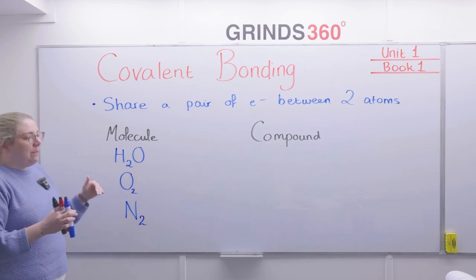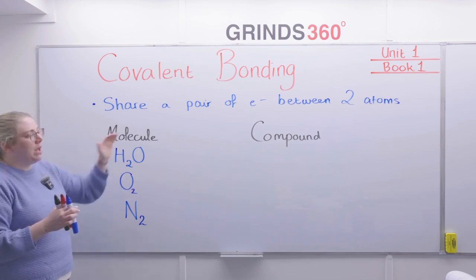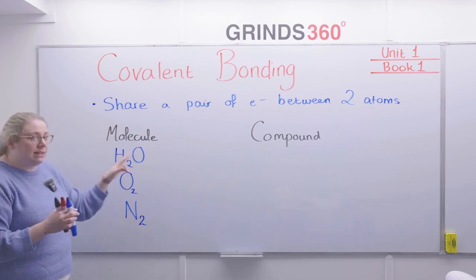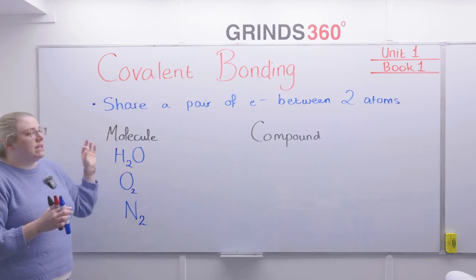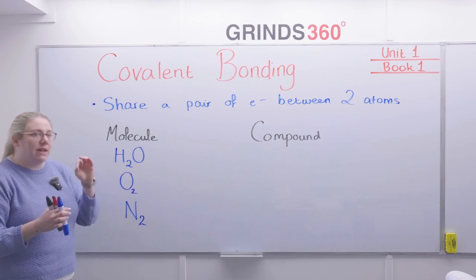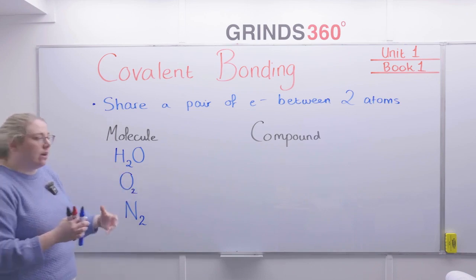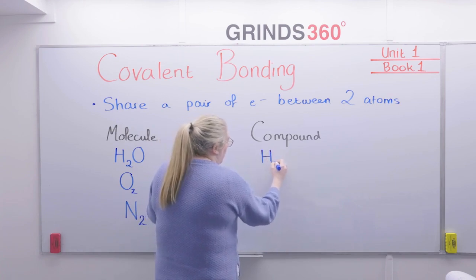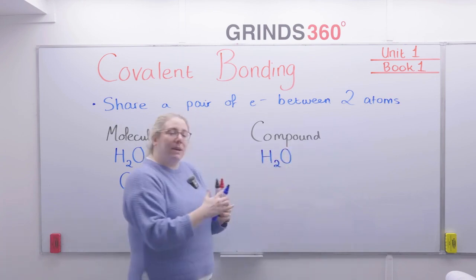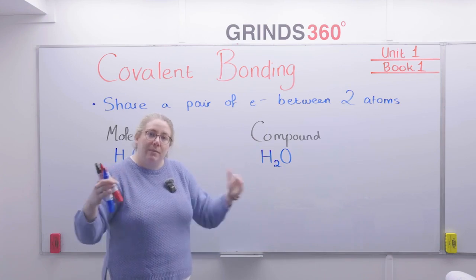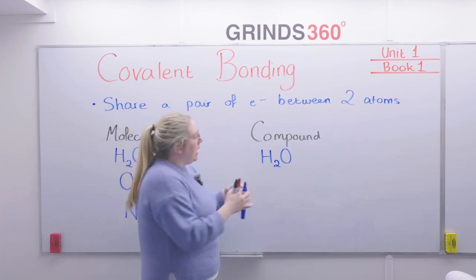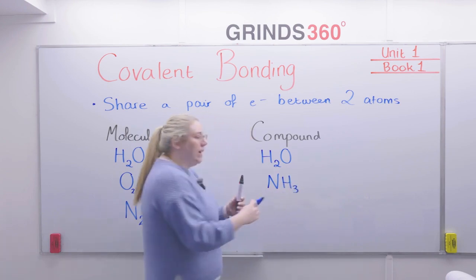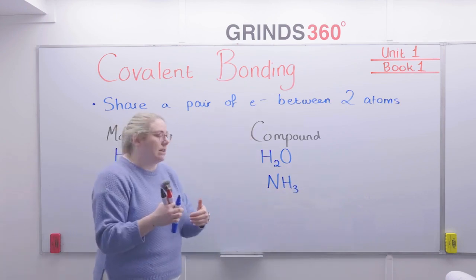Now, how a compound is different to a molecule. Compounds are made up of molecules, but they are not necessarily the same thing. A compound is two or more elements that are chemically combined or joined together. An example of a compound would be water. Water is made up of hydrogen and it's made up of oxygen, so two different elements that are bonded together. Another one would be ammonia, which is NH3. It's made up of nitrogen and hydrogen chemically combined.